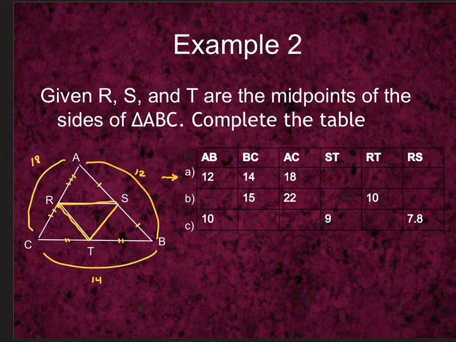So it's giving you all the lengths of the larger triangle, which means when I go to find the midsegments, which is what it's asking for, ST, half the length of this side, if that side is 18, then ST is 9. RT, which is here, half the length of this whole side. That whole side is 12, so that's 6. And RS, half the length of this whole side here, which is 14. Half of 14 is 7.